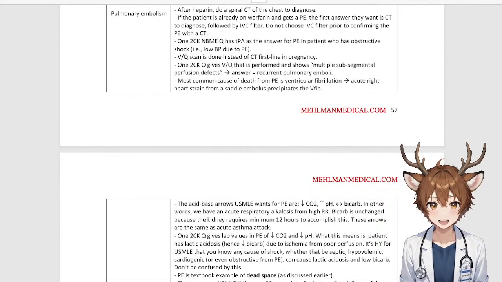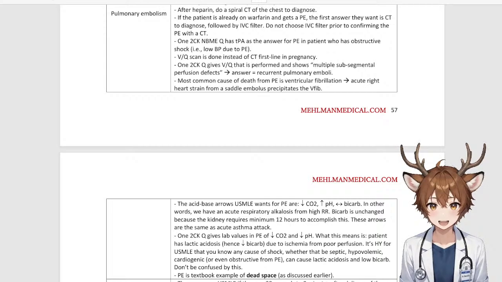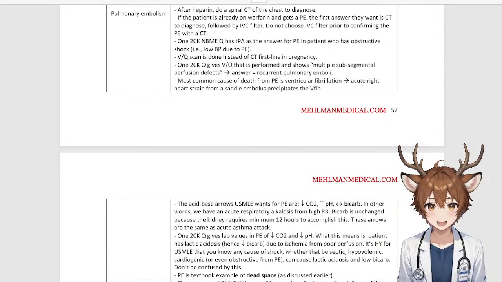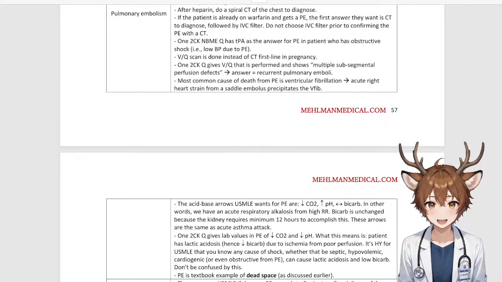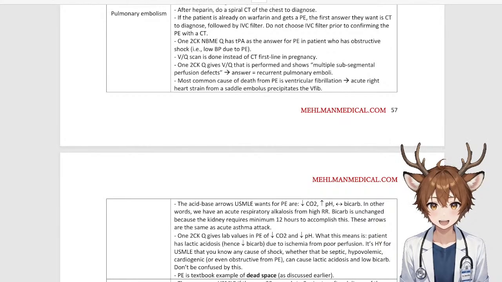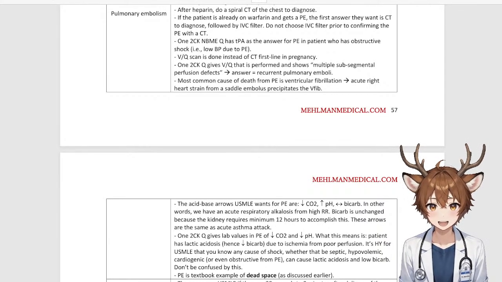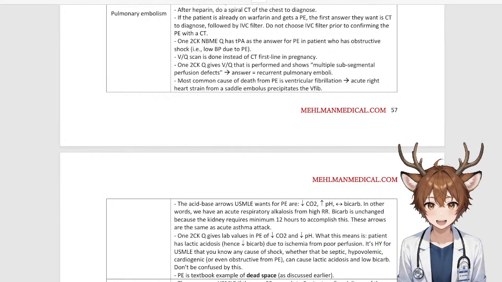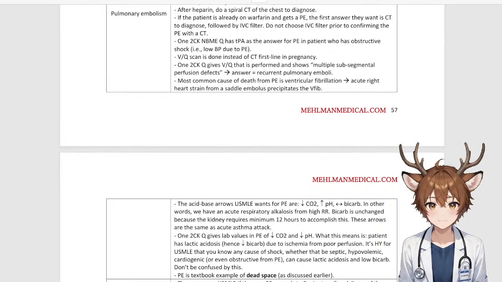On 2CK, questions give lab values of PE with decreased carbon dioxide and a decrease in the pH. This means that the patient has lactic acidosis, hence the decrease in bicarb due to the ischemia from poor perfusion. It's high yield for USMLE that any cause of shock, whether septic, hypovolemic, cardiogenic, or even obstructive from PE, can cause lactic acidosis and low bicarb. Don't be confused by this. The physical pulmonary embolism is a textbook example of dead space, as discussed earlier.